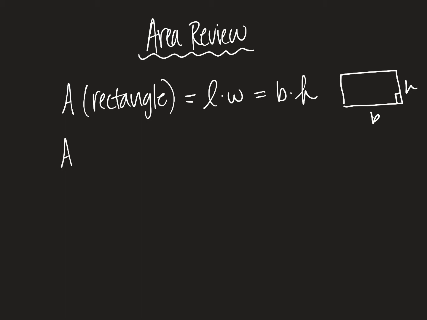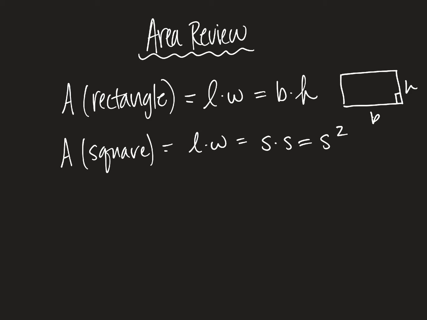Anytime we talk about the height of something, it should make a right angle. We also could talk about the area of a square. Area of a square is the same, length times width, but because the length and width are equal, we usually call them sides. So side times side or side squared.